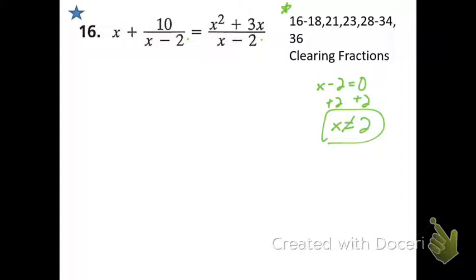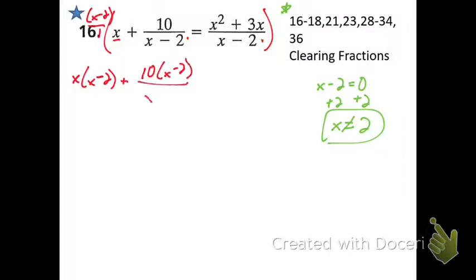All right. Now, we're going to solve this rational equation first by multiplying through by that denominator. We're clearing the fraction just like we did last week. Since this is the only denominator, x minus 2, I'm going to multiply through by x minus 2. So when you do that, you have x times x minus 2, this is like over 1 for the record. And then we have 10 times x minus 2 over x minus 2. And then I multiply over here as well. This would be x minus 2 times x squared plus 3x over x minus 2.